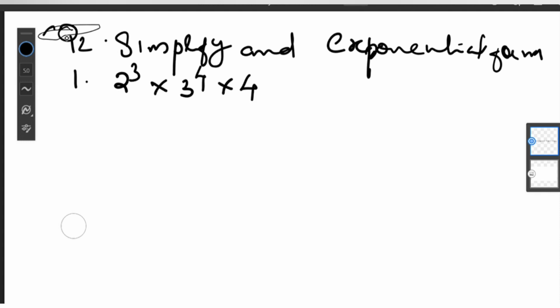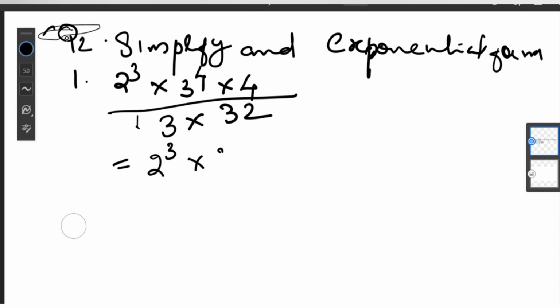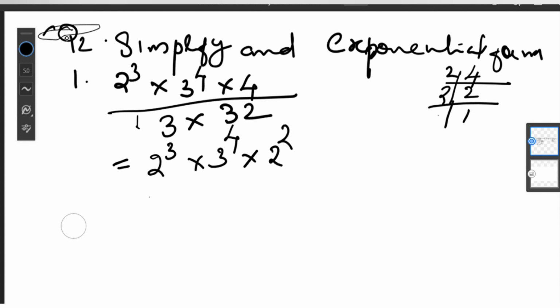Given is the first question: 2 to the power 3 into 3 to the power 4 into 4 by 3 into 32. So how can we write this? All the numbers are different, so we have to write them uniquely. First we keep 2 to the power 3 into 3 to the power 4. 4 can be written in which form? 4 divided by 2 gives 2, so 2 is coming 2 times. So we can write 4 as 2 squared, by 3 into 32.